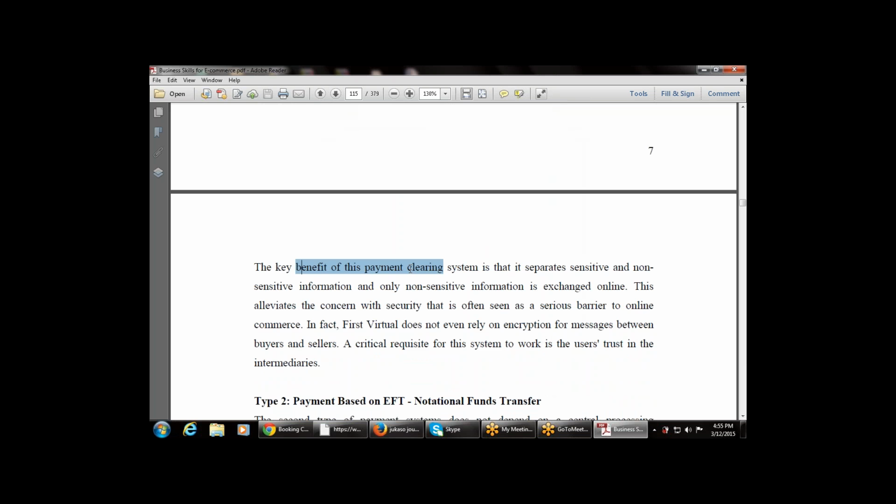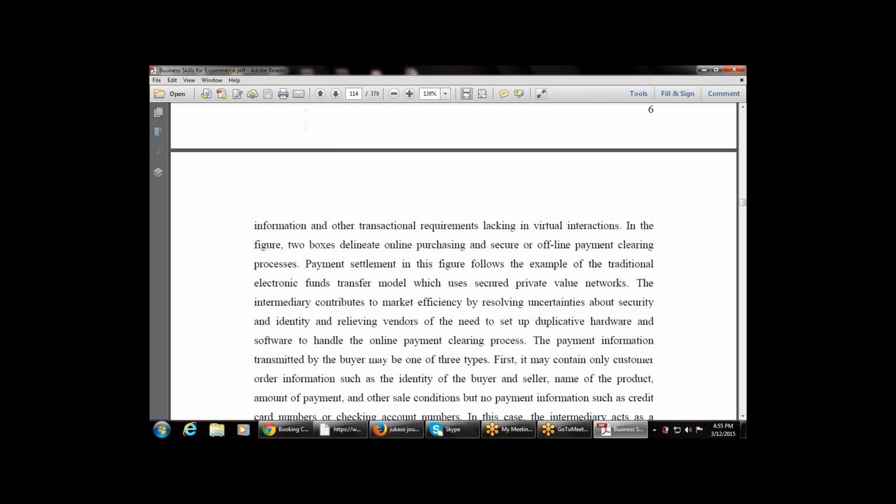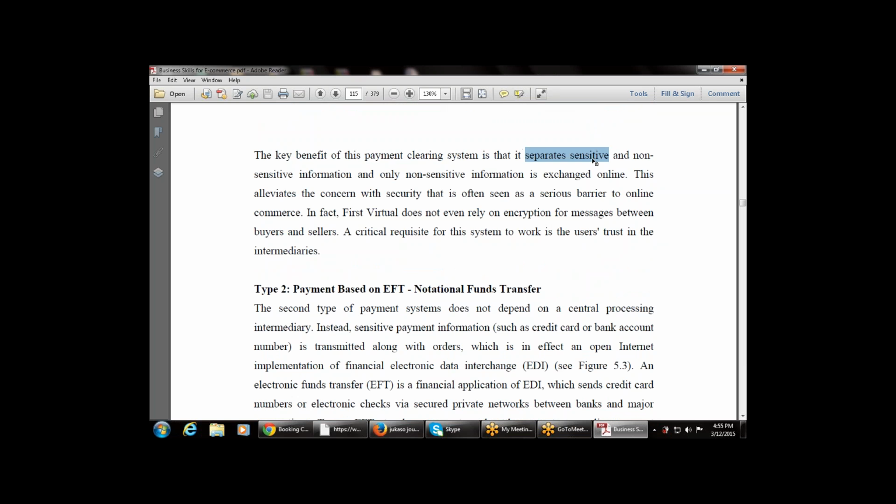The key benefit of this payment clearing system. So what is the benefit of this payment system, that is, the e-payment system? The role of the intermediary is that it separates sensitive and non-sensitive information. First of all, it separates out what is the sensitive information and what is the non-sensitive information. Sensitive information includes the credit card number and credit card holder name, so that fraud cannot take place over the internet, and it only makes the payment with the non-sensitive information. Only the information that is not sensitive to the customer is exchanged over the internet.